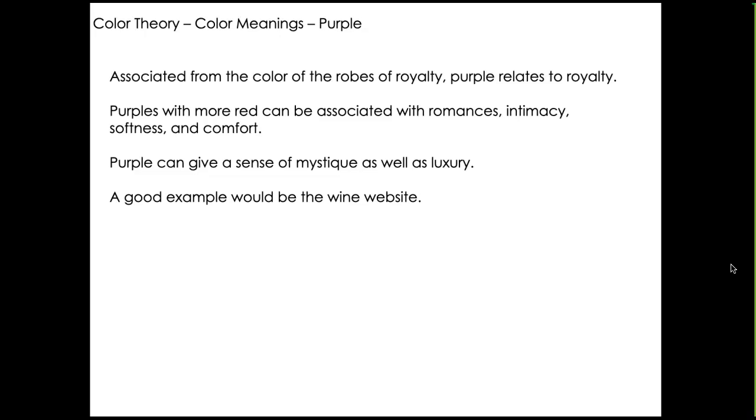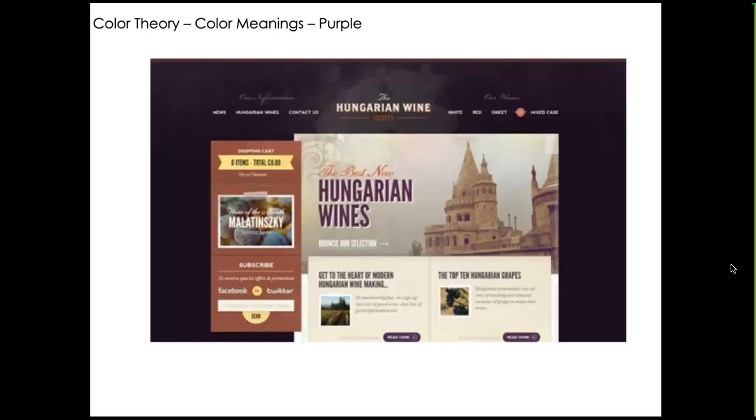There were queens in the early Roman Empire that when they would have a baby, the whole room would be purple, like everything was purple, like the walls, the floors, everything. It's crazy. Purple with more red can be associated with romance, intimacy, softness, and comfort. Purple can give a sense of mystique as well as luxury. And a good example would be wine. So a lot of purple there.